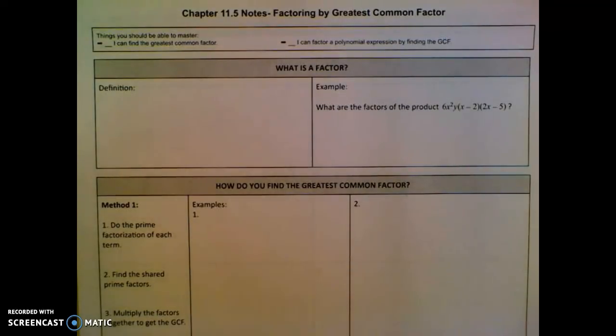Hey guys! So today we're going to talk about factoring by the greatest common factor. So first we have to talk about what is a factor.